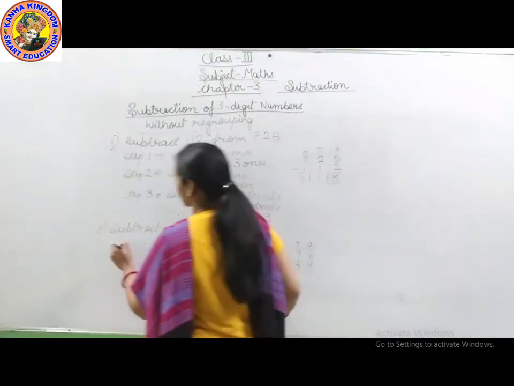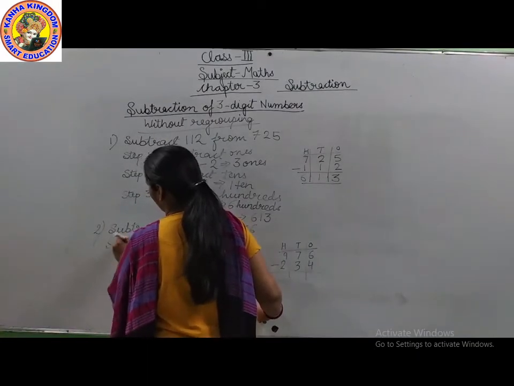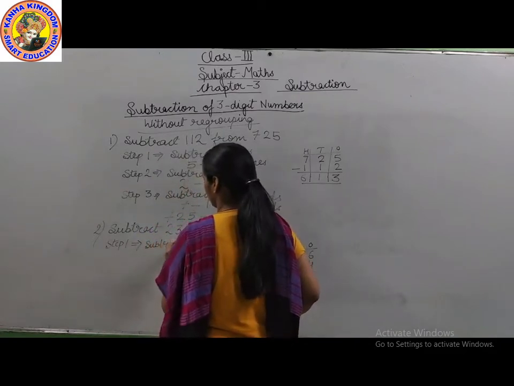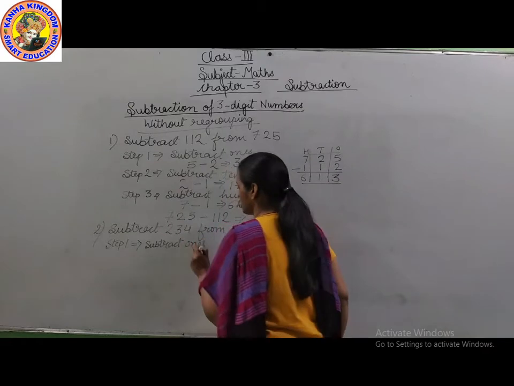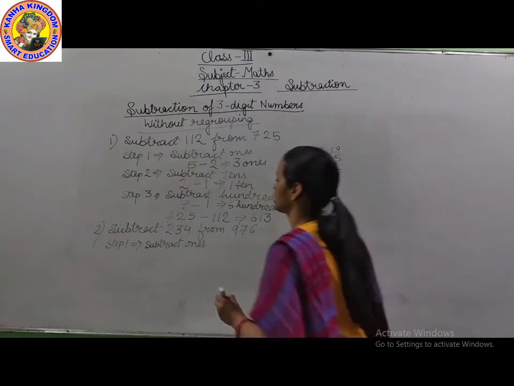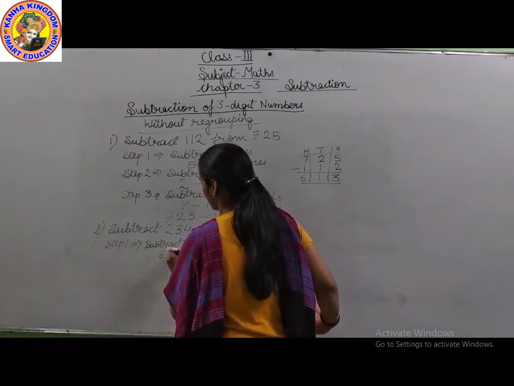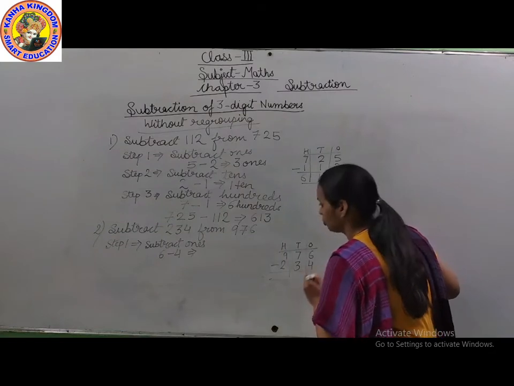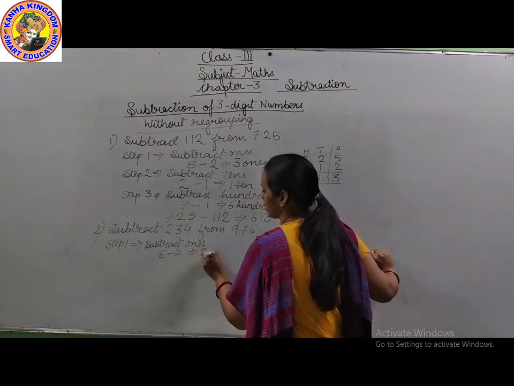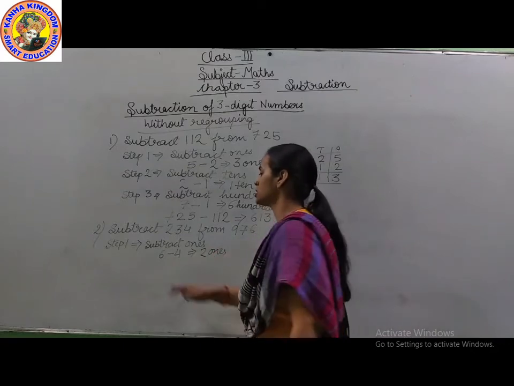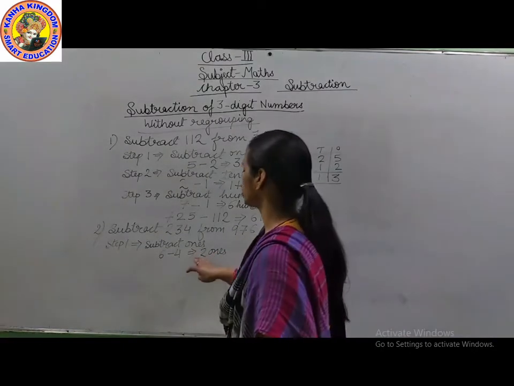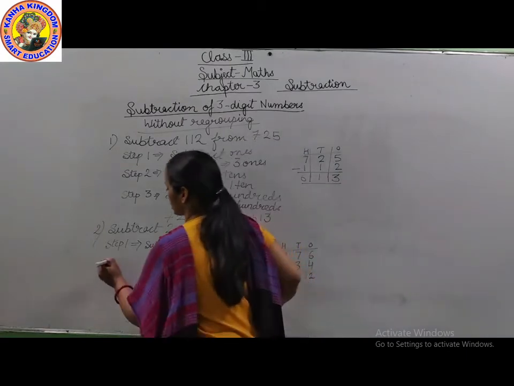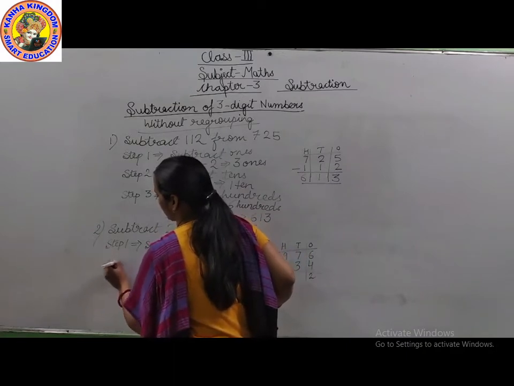So our first step is subtract ones. 6 minus 4 equals 2. When we subtract 4 from 6, we get 2. So 6 ones minus 4 ones equals 2 ones.